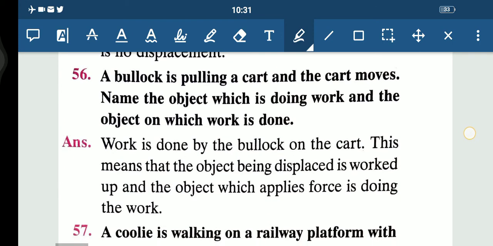The next question is: a bullock is pulling a cart and the cart moves. Name the object which is doing work and the object on which work is done. If a bullock cart is there, they are asking to name the object which is doing work and the object on which work is done. You can easily tell me, beta. Work is done by the bullock on the cart. Fine.